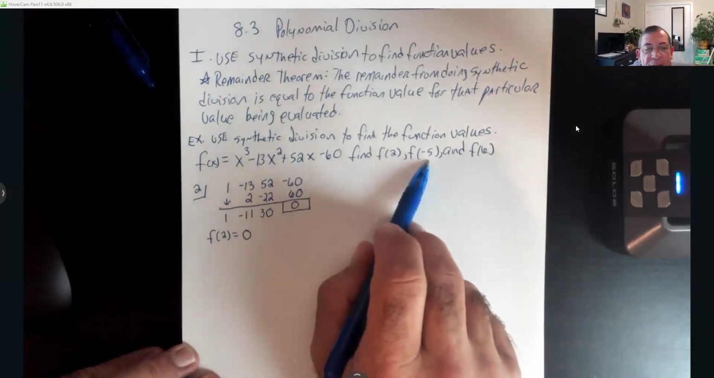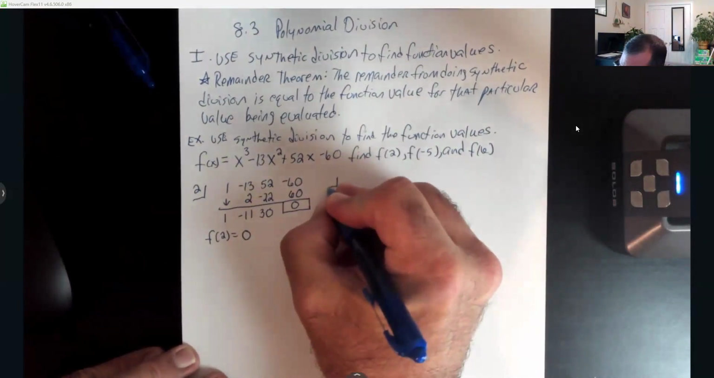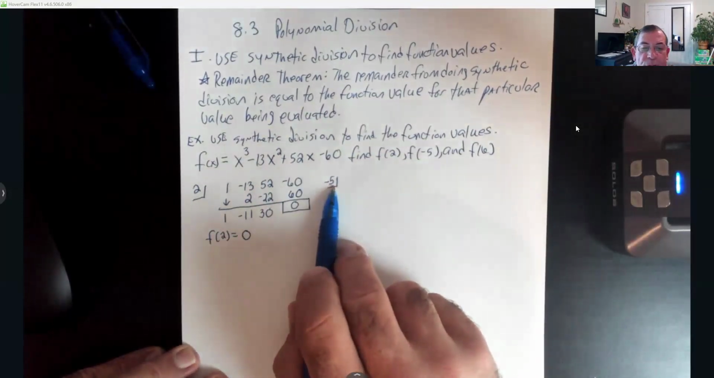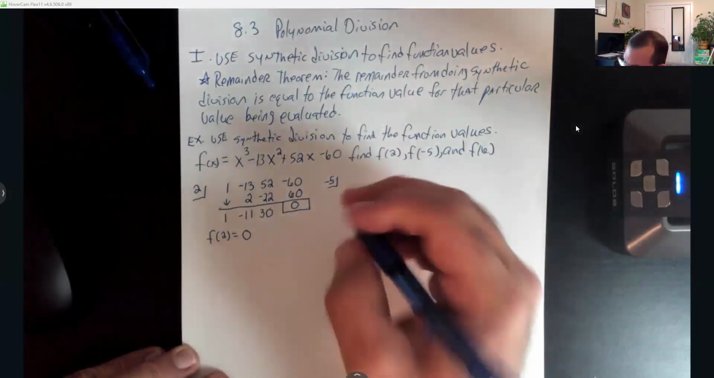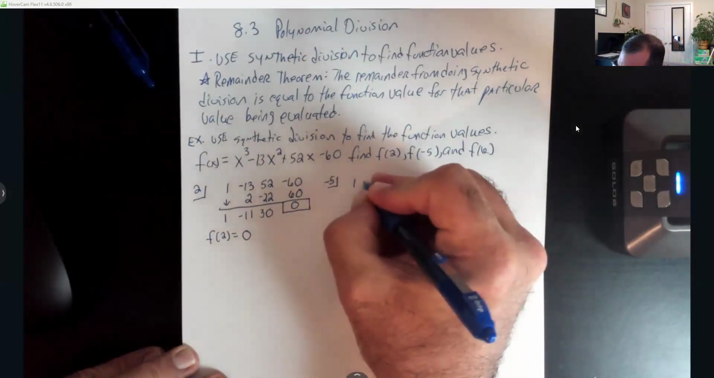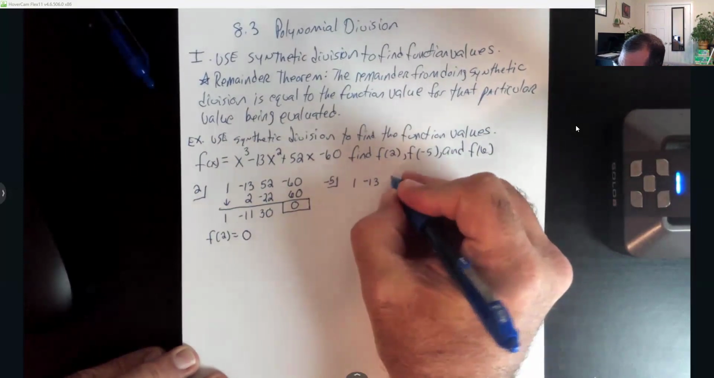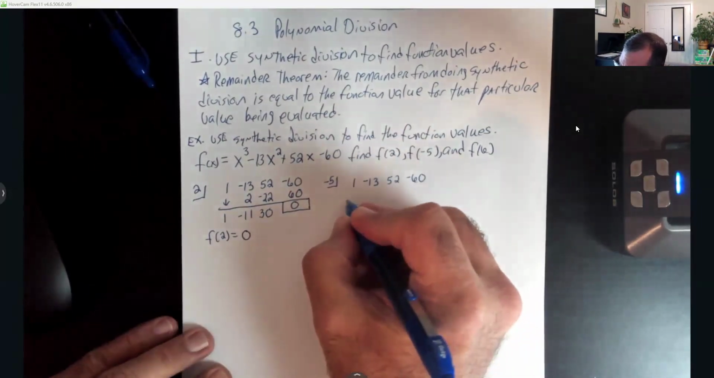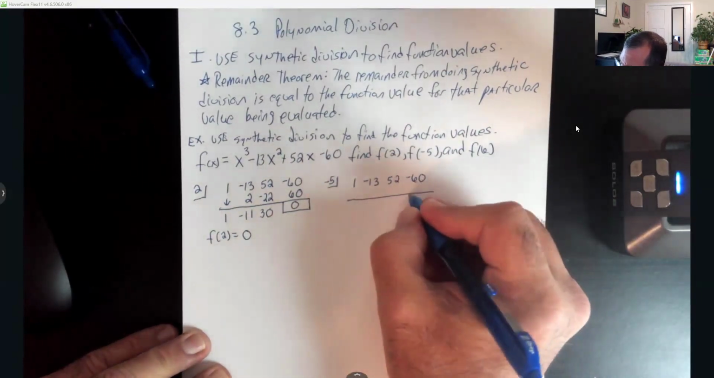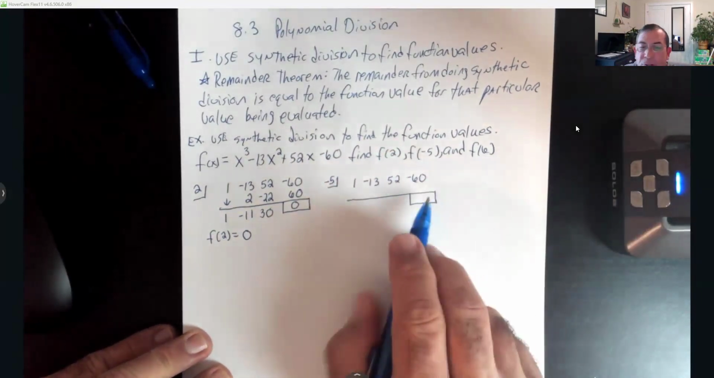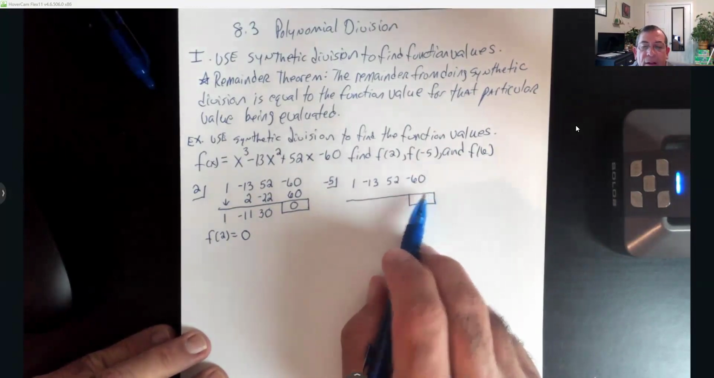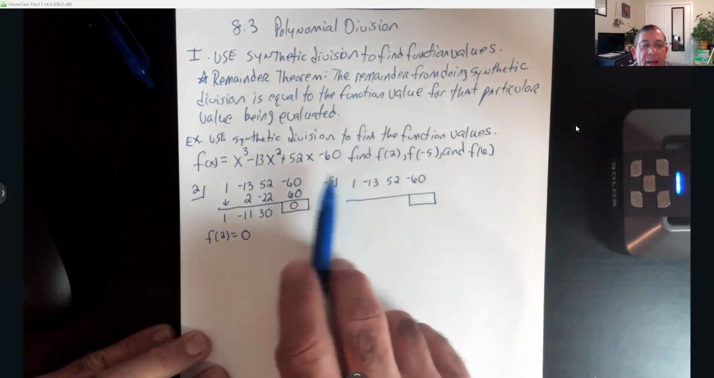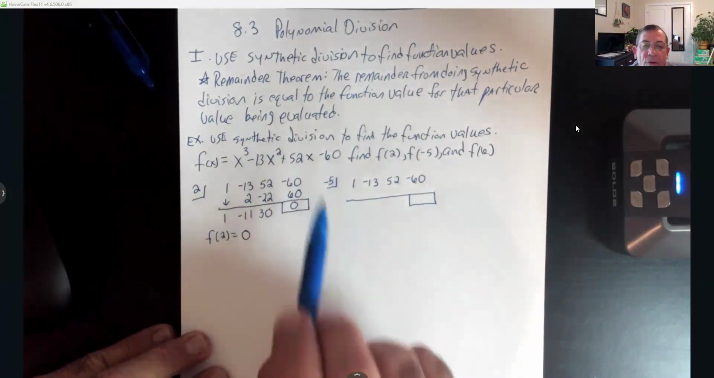Then they want me to find f of negative 5. So I'm going to bring down my negative 5. That's my next C I'm using. My coefficients are still the same. So 1, negative 13, 52, and negative 60. All right, I'm going to draw my line and box under the negative 60 again. All right, y'all, so let's see what negative 5 has as a function value.